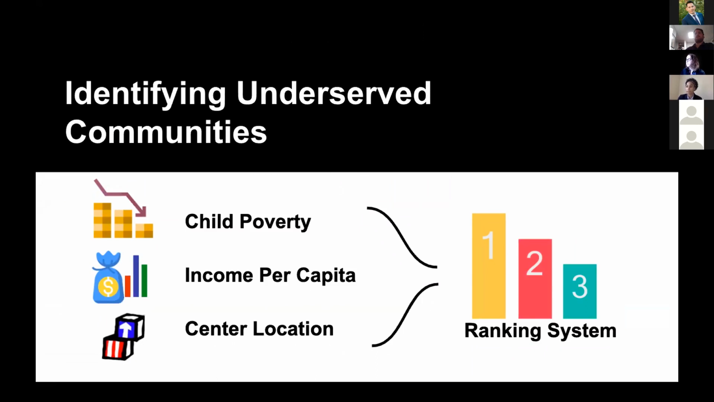Using a ranking system, we use the child poverty rates, income per capita, and distance from Head Start centers to design a ranking metric that identifies the most underserved communities. By using the mean values and standard deviation from these three categories, we created a standardized scoring system allowing us to rank communities by their level of need.